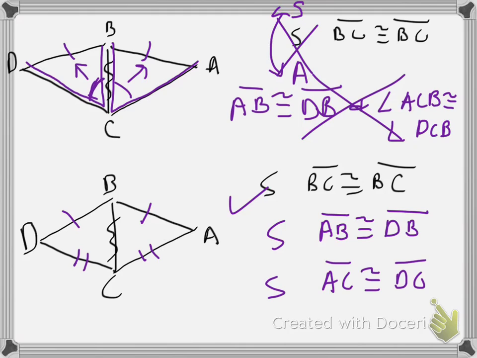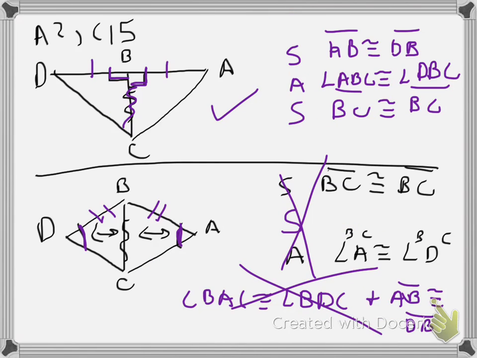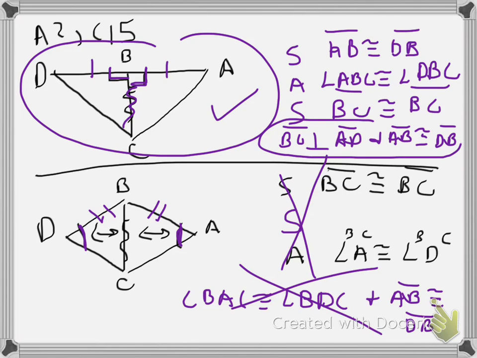And that one works. So there were actually two answers. There's this answer here, AB and DB, and AC and DC. They gave you those two pieces of information as the extra information. And then the other one was the very first one, where you really had to draw the triangle like this: BC is perpendicular to AD, and AB is congruent to DB. That was the other one that worked.